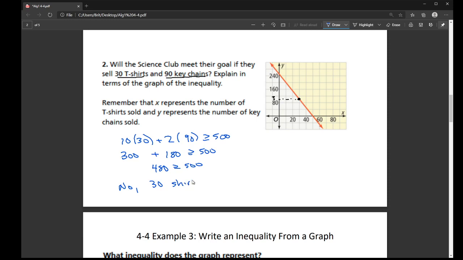30 shirts and 90 keychains would make them $20 short of their goal. So this point is actually here, slightly below the line, like that, I think.